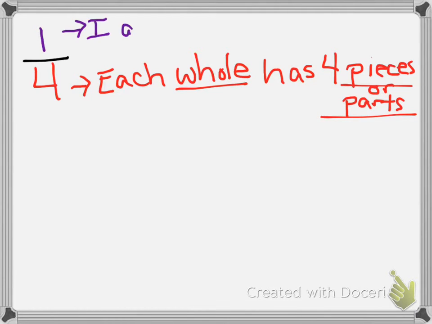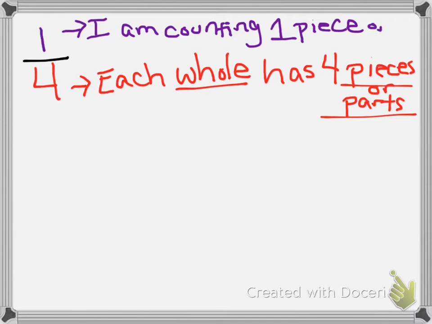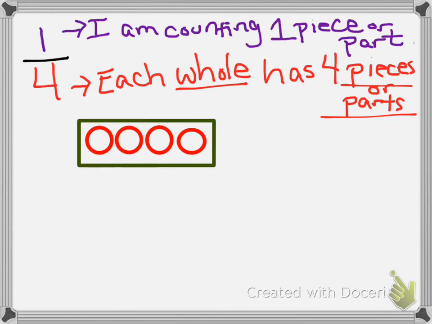Then we go to this top number, the numerator. It tells me how many pieces I am counting or how many parts. In this case, I am counting 1 piece or 1 part. If I make a model for this, I'm going to make 1 whole box. They didn't tell me what I was making wholes of, so I'm just going to make it up. I'm going to make a box of candy since they didn't tell me. I have 1 whole box of candy, and from that bottom number, that denominator, I know that the whole box has to have 4 pieces of candy in it. Every box of candy for this problem has to have 4 pieces or 4 spaces in it for candy.